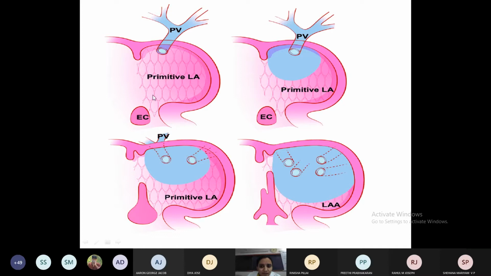Here we can see the frontal view, a single opening of the primitive pulmonary vein. Later it is going to be absorbed into the posterior part of the primitive left atrium, and here it has formed the posterior smooth part of the left atrium.